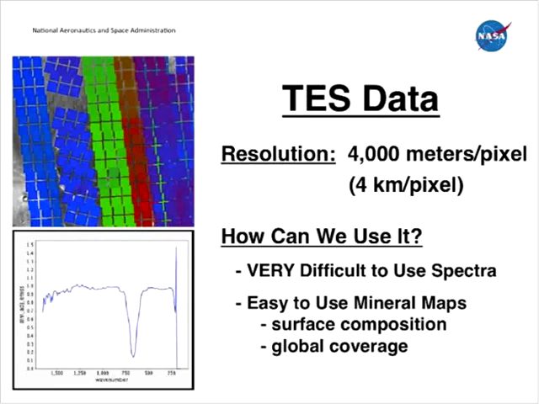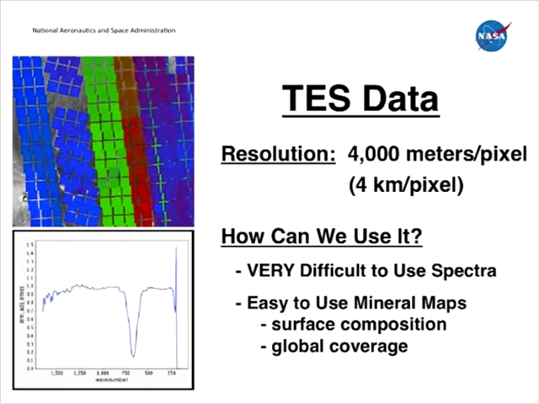Now as I said, this is a much different type of instrument. The resolution of TES was 4,000 meters per pixel, or 4 kilometers per pixel. So as you can see from this example image, the pixels are extremely large. One pixel might only cover a single crater. And in that case, you're only getting one value back, one color. And so it's very hard to see features on the surface.